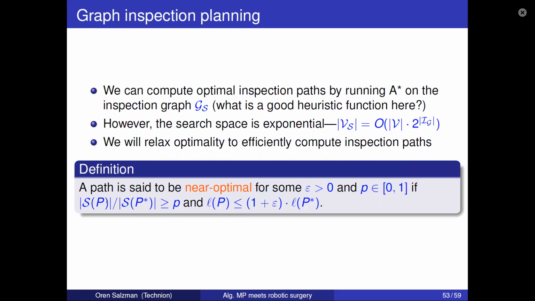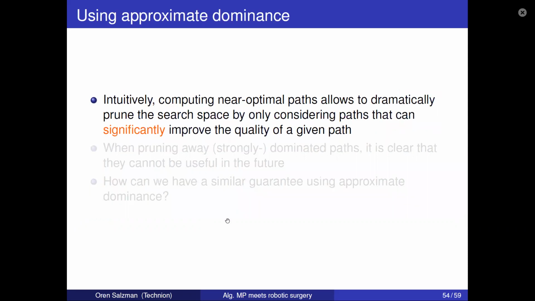What we see is not too far away from what the optimal path saw, namely we see p% of what the optimal path saw, and the path length is not too far away from the length of the optimal path. Namely, we're not more than 1 plus epsilon away from the length of the optimal path. And I want to leave time for questions.